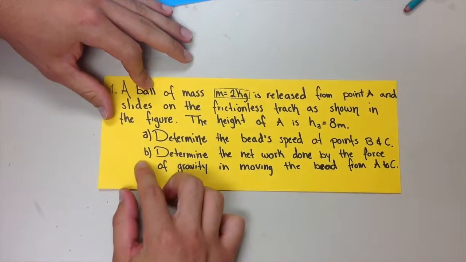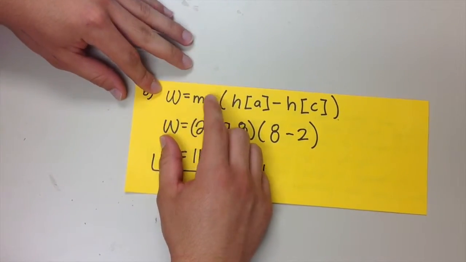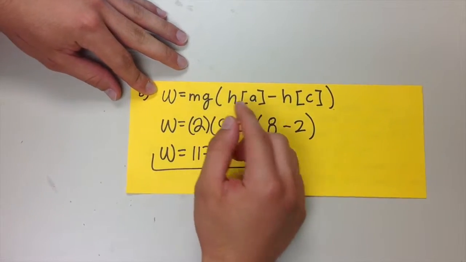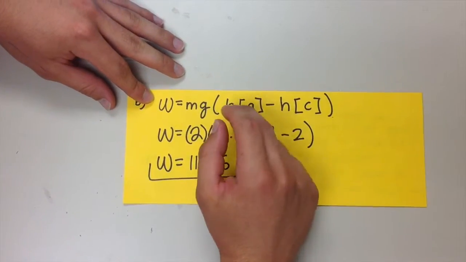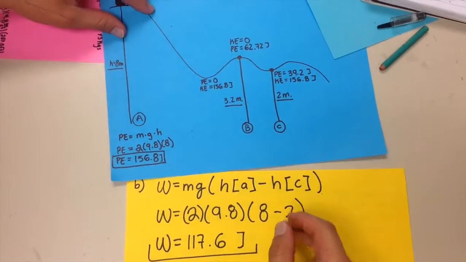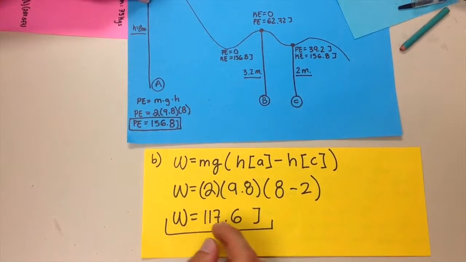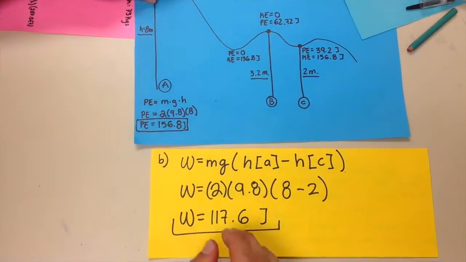Okay, now we're going to solve the problem, the segment B. So we're going to use this formula. Work is equal to mass times gravity times the height of A minus the height of C. That's going to give us 6. And then we're going to multiply everything, and that's going to give us a total work of 117.6 joules.